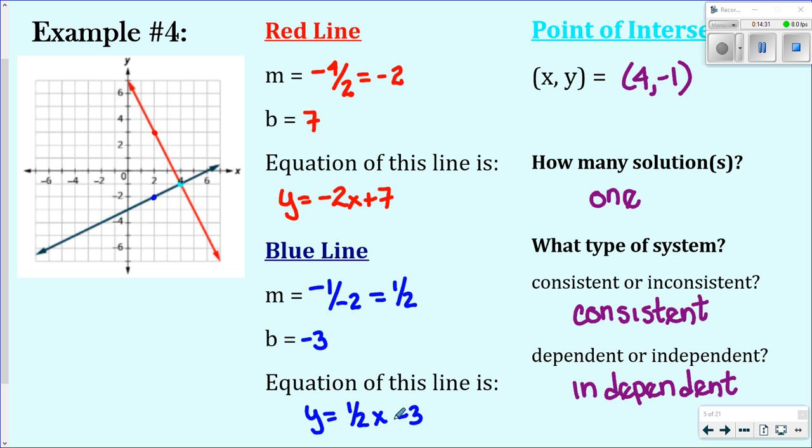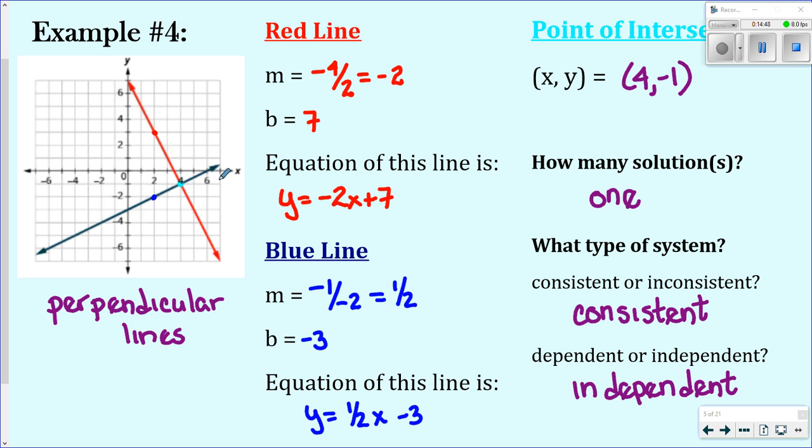Remember about parallel and perpendicular lines? Perpendicular lines have slopes that are opposite reciprocals. So you know what I'm going to write? I'm going to write perpendicular lines, just as a review. Perpendicular lines.